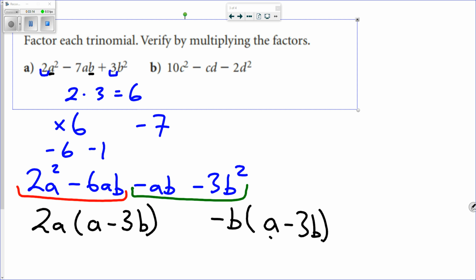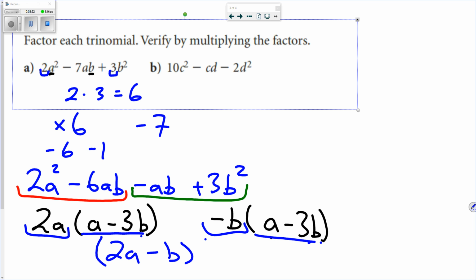If we have a negative 3B squared, when we divide out a negative B, we're left with, oh, I made a mistake. This is positive 3B squared. So if we factor out a negative B from our positive 3B squared, we should get a negative 3B as we had hoped. So when we bring that all together, we'll have 2A minus B, right? So these two pieces go together, and then we take our bracket stuff from before as our other factor.